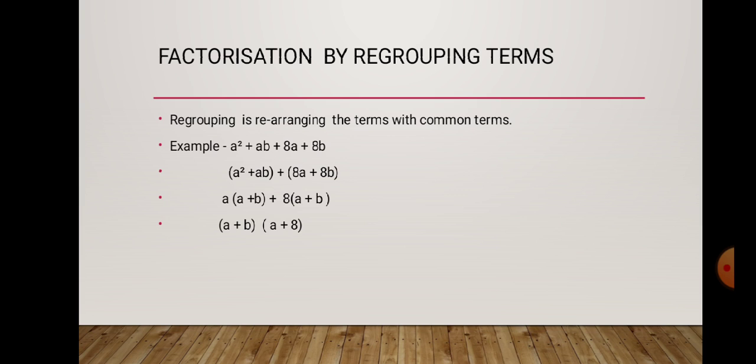Now a plus b is in both brackets, so we take a plus b as common, and the remaining one is a plus 8, which is outside the bracket. So the factors of a square plus ab plus 8a plus 8b are a plus b multiplied by a plus 8. When you multiply a plus b with a plus 8, after multiplying both the factors, you get a square plus ab plus 8a plus 8b. You can do it by yourself also.